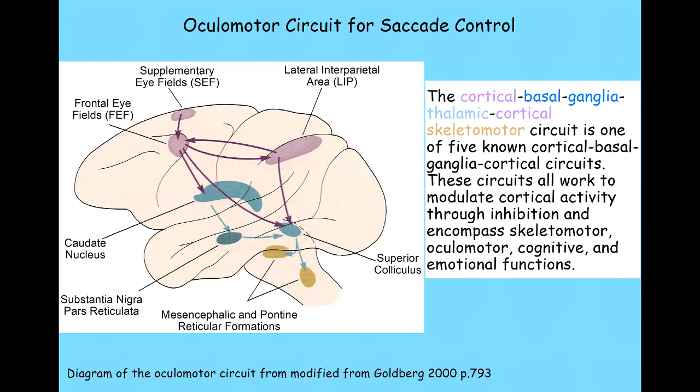And in neuroscience, this particular circuit is referred to as the cortical basal ganglia thalamic cortical skeletal motor circuit. Now, I know that's a big mouthful, but there are actually 5 of these cortical basal ganglia cortical circuits. And these circuits all work to modulate cortical activity through inhibition. And they encompass the skeletal motor, the ocular motor, the cognitive, and emotive functions.